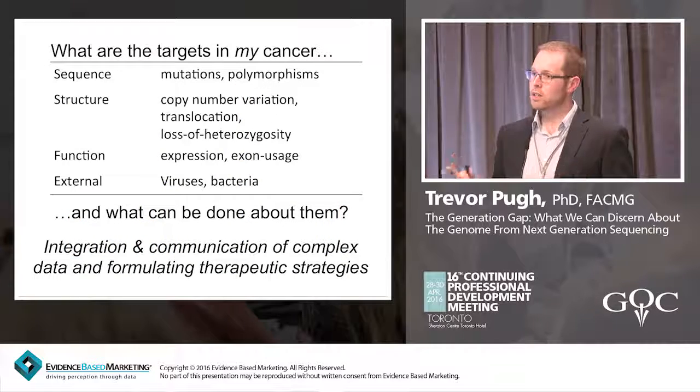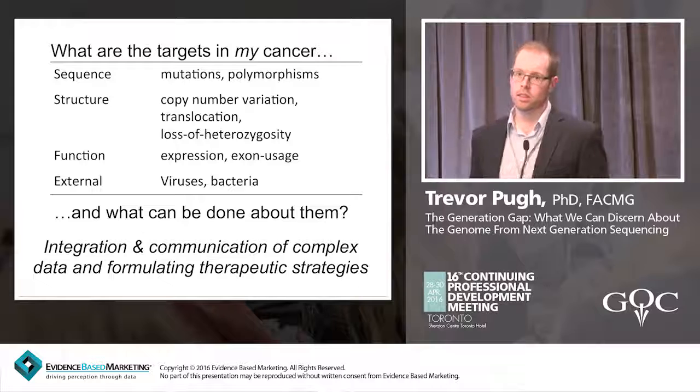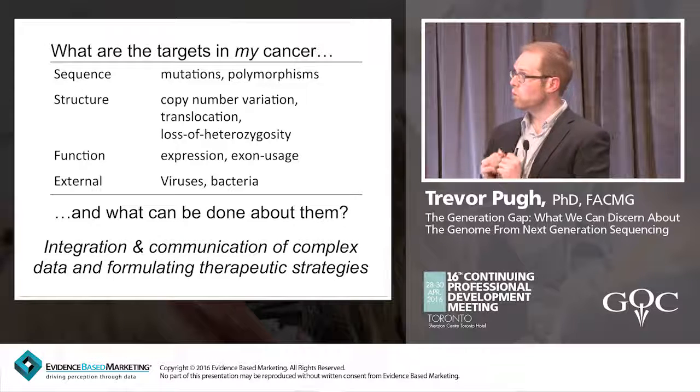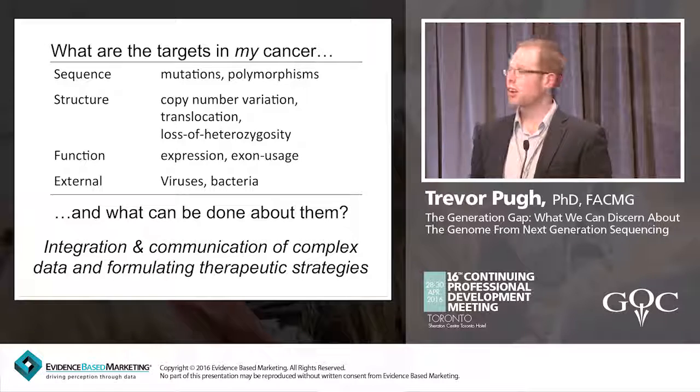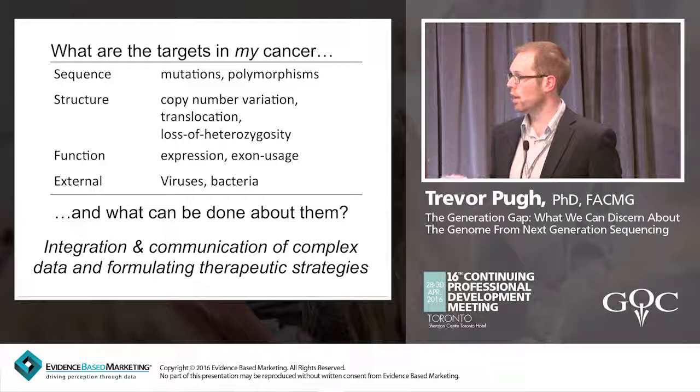So this is all great, measuring and quantifying cancer genome variation, but in terms of clinical action, the question for an N of 1 patient is, what are the targets in my cancer and what can be done about them? Certainly we can read out sequence, structure, function. We can detect viruses, bacteria as well, Fusobacterium in colorectal being the most famous.